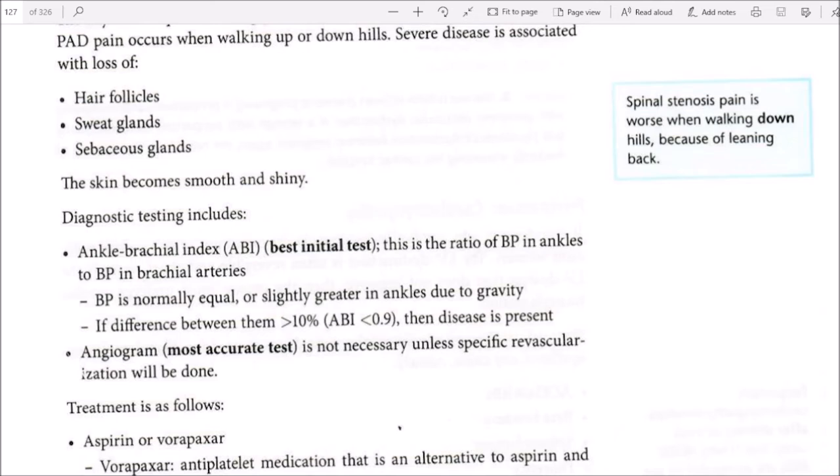Diagnostic testing includes the ankle brachial index (ABI) as the initial test. This is the ratio of BP in the ankles to BP in the brachial arteries. BP is normally equal or slightly greater in the ankles due to gravity. If the difference between them is greater than 10%, the ABI is less than 0.9, and disease is present. Angiogram, the most accurate test, is not necessary unless specific revascularization will be done.